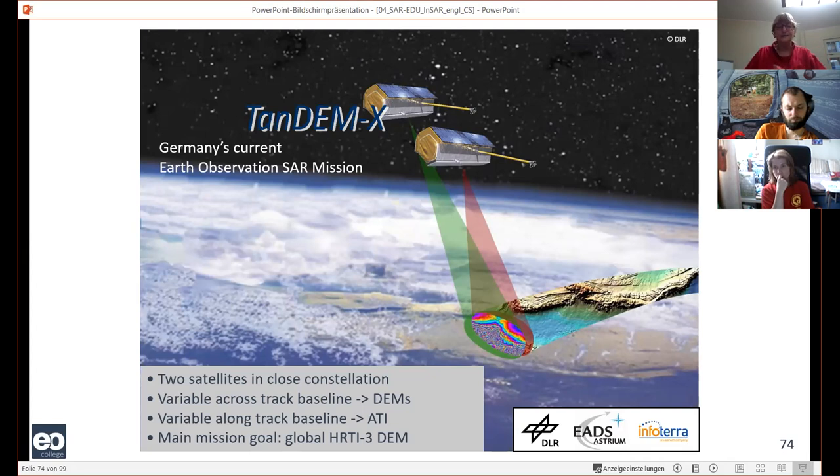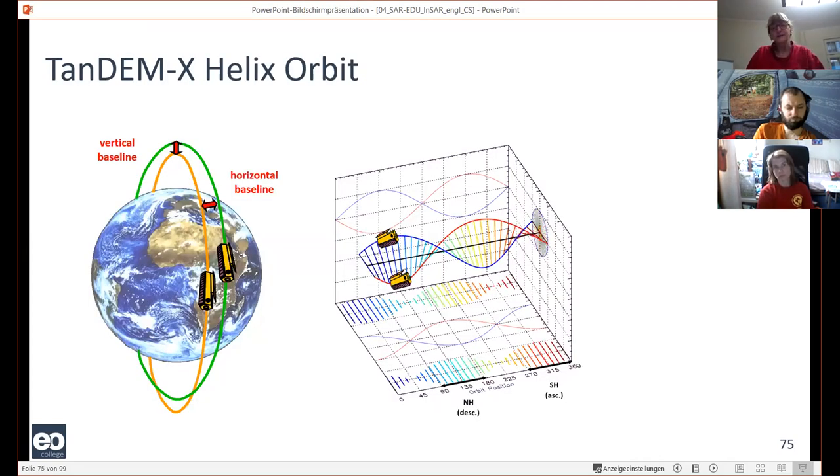From there, the German Space Agency went on to develop an operational concept for operationally mapping the surface with X-band to have high geometric resolution. And so they developed this concept of flying two satellites in a very close constellation, in a very special orbit. Here the main mission goal was to produce a global high resolution HRTI-3 digital elevation model where the height resolution is now, I think the nominal was 5 meters. And along track also, but for us important is here the cross track baseline.